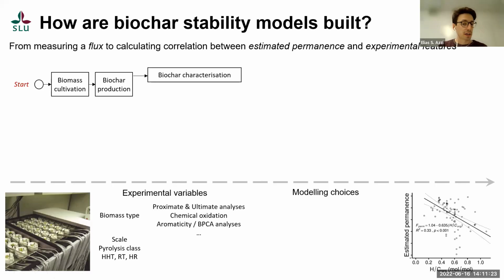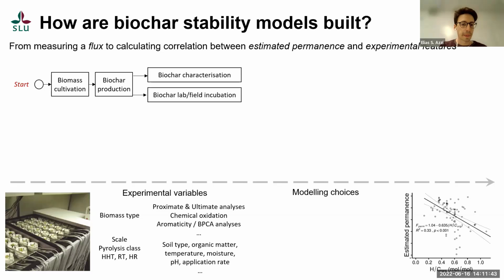Then usually we have to characterize the biochar, and characterization here means knowing the elemental composition, the heating value, and maybe other nice methods like chemical oxidation. We want to know as much as we can about the biochar, and that needs to be characterized at the beginning of the experiment. And then we do what we call the lab incubation, where we put the biochar in soil, we leave it there for a long time, several years, and we measure continuously over time, weekly, monthly, decomposition fluxes.